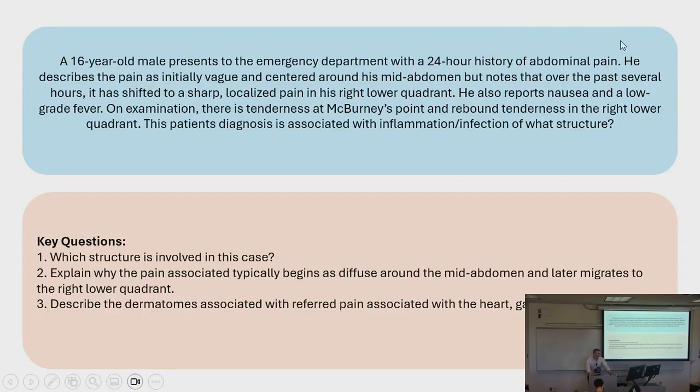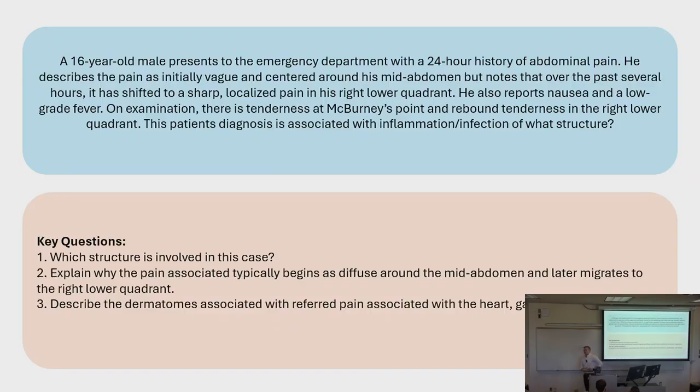All right. Okay, so this question you will see in your sleep. This is something that comes up all the time. I don't think I've ever taken an exam without this presentation. So a 16-year-old male presents to the emergency department with 24 hours of abdominal pain. He describes the pain as initially vague, centered around my belly, mid-abdomen. It gets worse over the past several hours, and all of a sudden it's sharp, shifted to the right lower quadrant. He also reports nausea and a low-grade fever. On exam, there is tenderness at McBurney's point. McBurney's point's right over the right lower quadrant, and rebound tenderness.